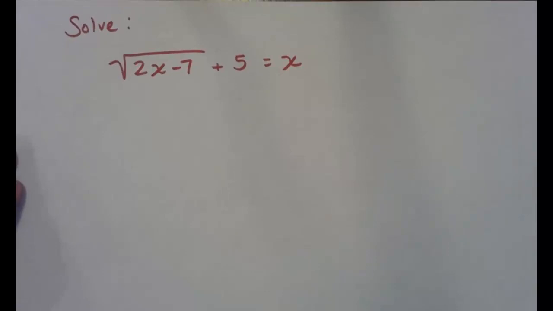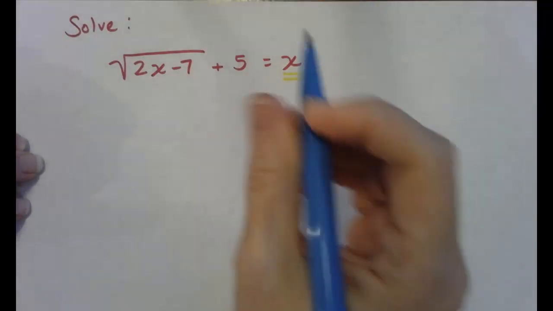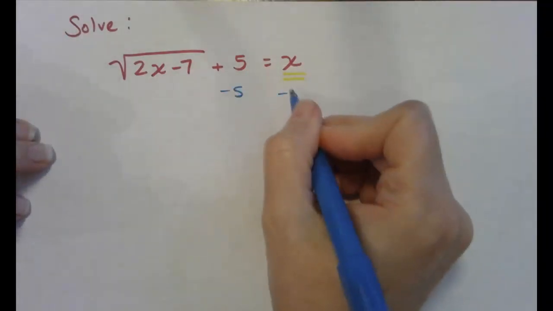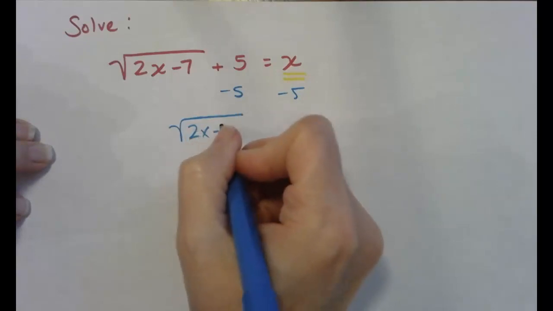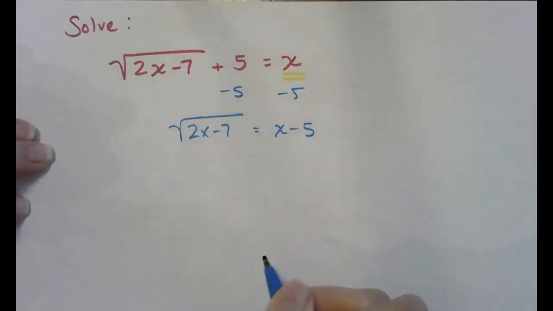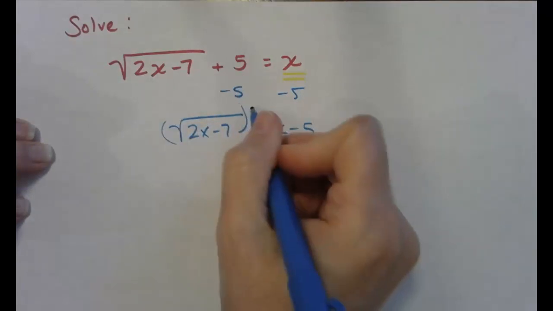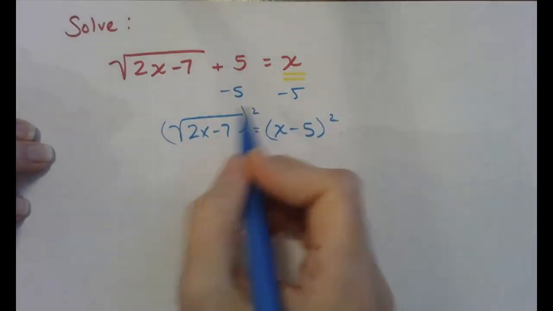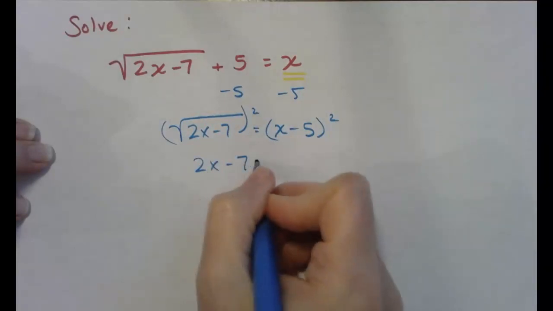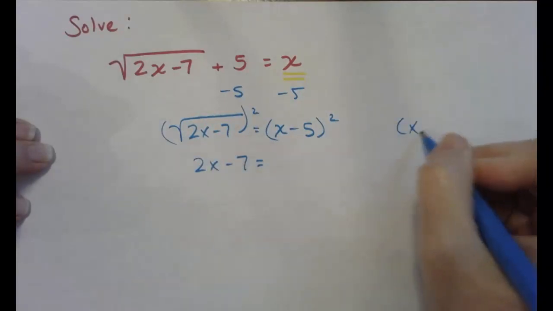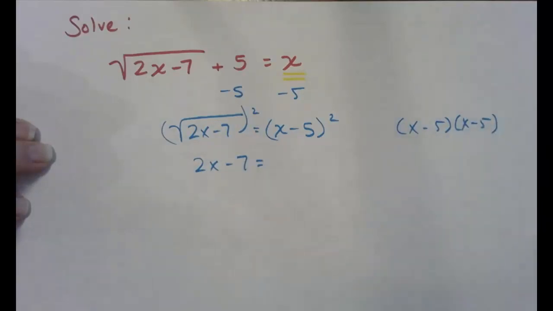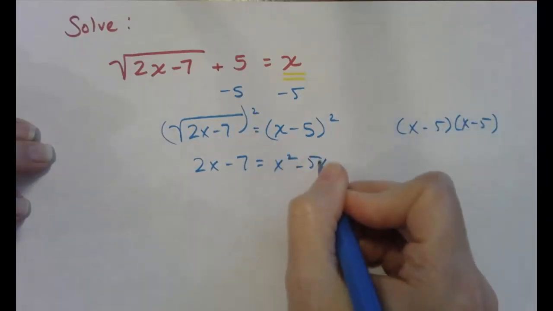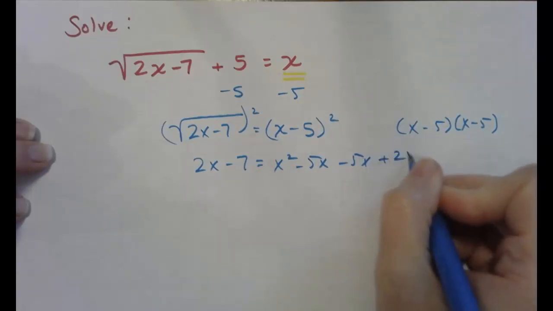Then lastly, we're going to do the same thing, but this time a little more challenging because we have a variable on the other side, a variable that is outside of the radical. So again, isolate the radical, which gives us the square root of 2x minus 7 equals x minus 5. Now square both sides. The square undoes the square root, but on this side, we're going to need to square x minus 5. So first sides, outsides, insides, and last sides.